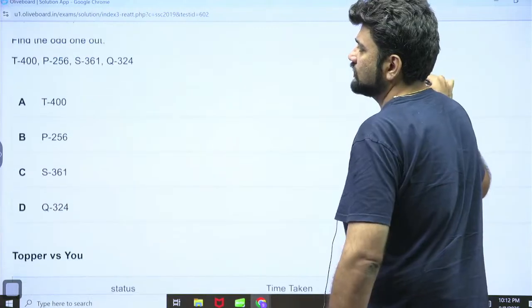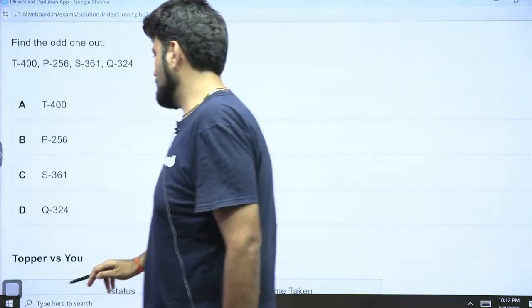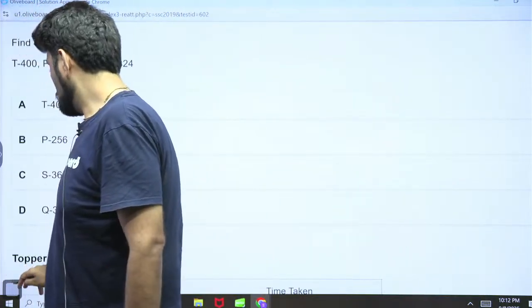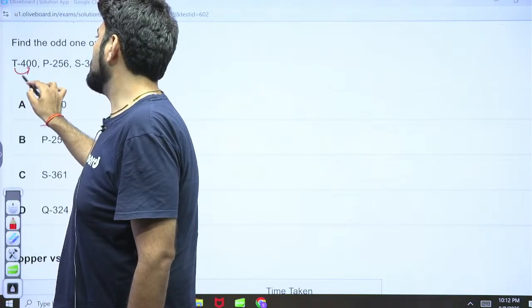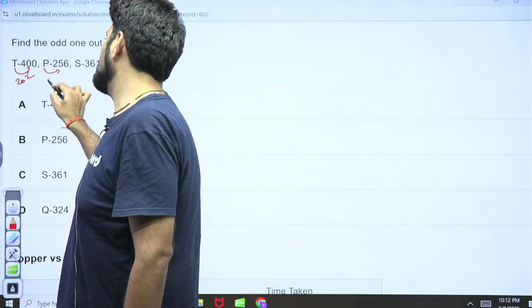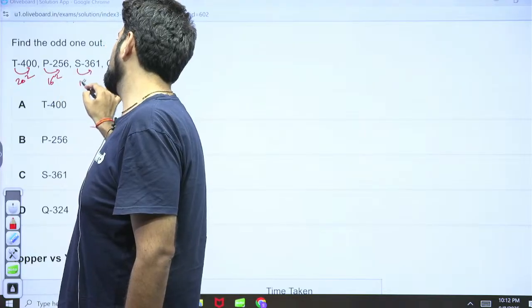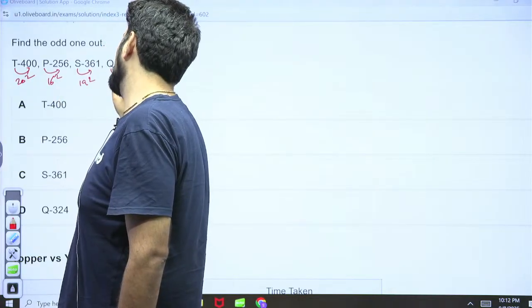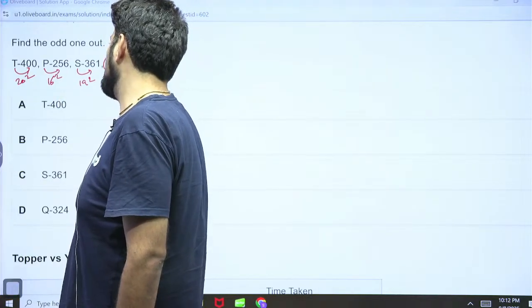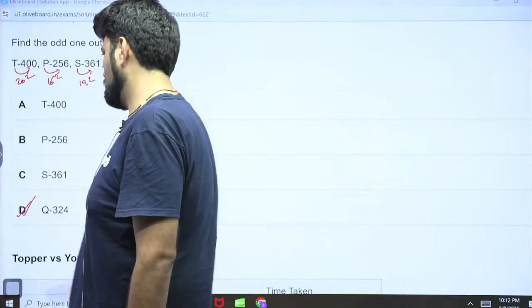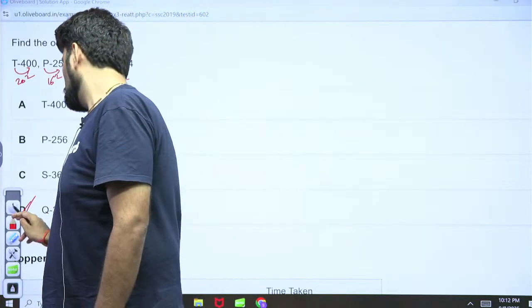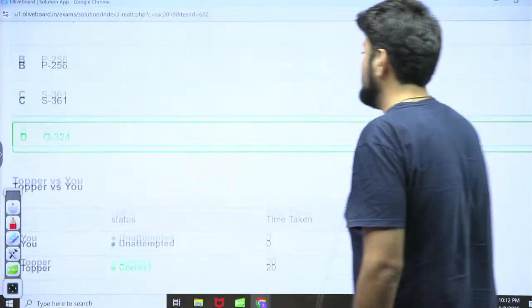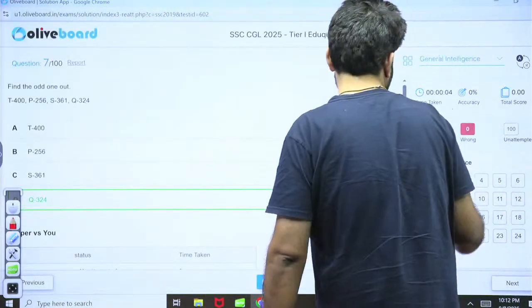Find the odd one out. T 400, so 20 square. P 256, 16 square. S 361, 19 square. Q 324. This is 18 square, but we should have had 17 here. So Q 324 is the odd one out. You didn't even have to write all this. You could have just read and given the answers. So option D is the correct answer. 20 seconds. Excellent. Good job. Next.